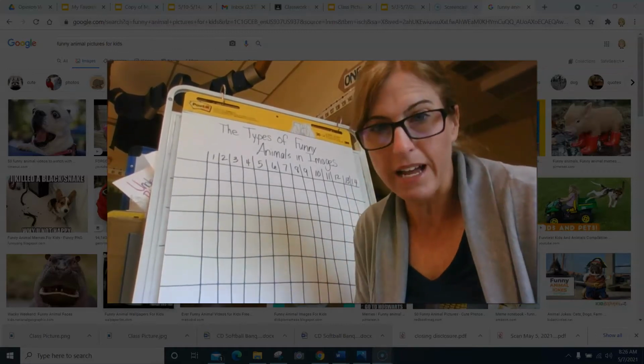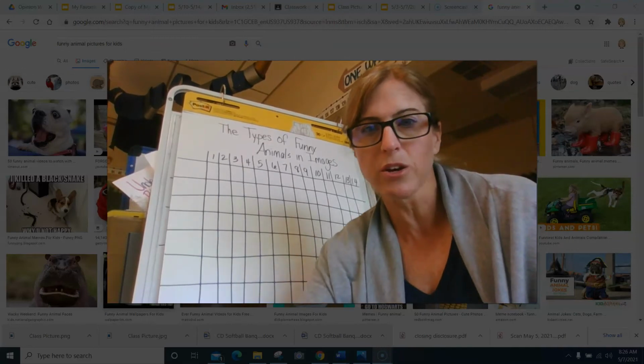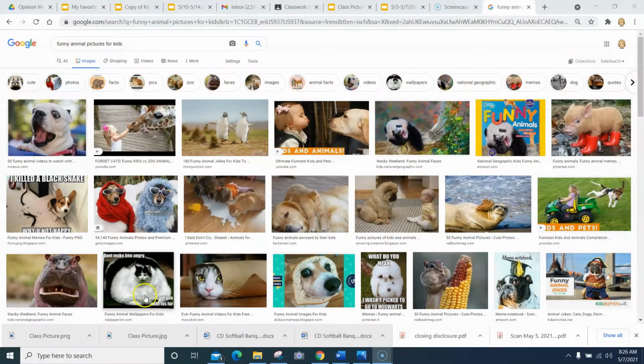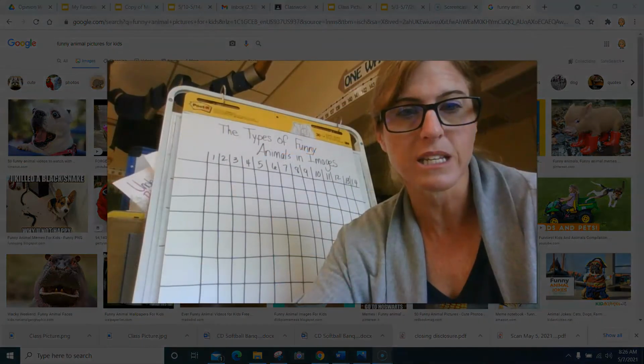Now, I've got to gather my data. So let's go to my funny images, and we're going to count how many dogs are in these images. I'm going to go straight across because I don't want to miscount. 1, 2, 3, 4, 5, 6. I think that's a puppy. 7, 8, 9, 10, 11, 12. There are 12 dogs in these pictures.